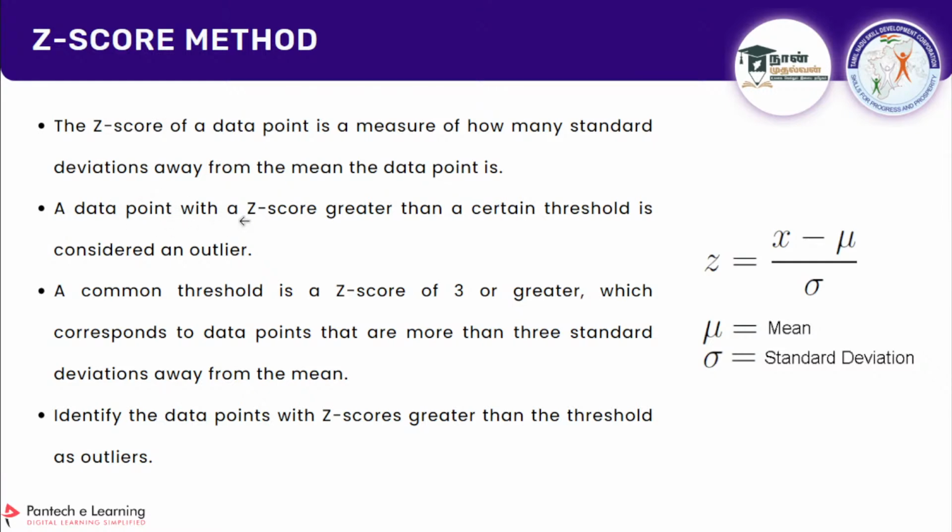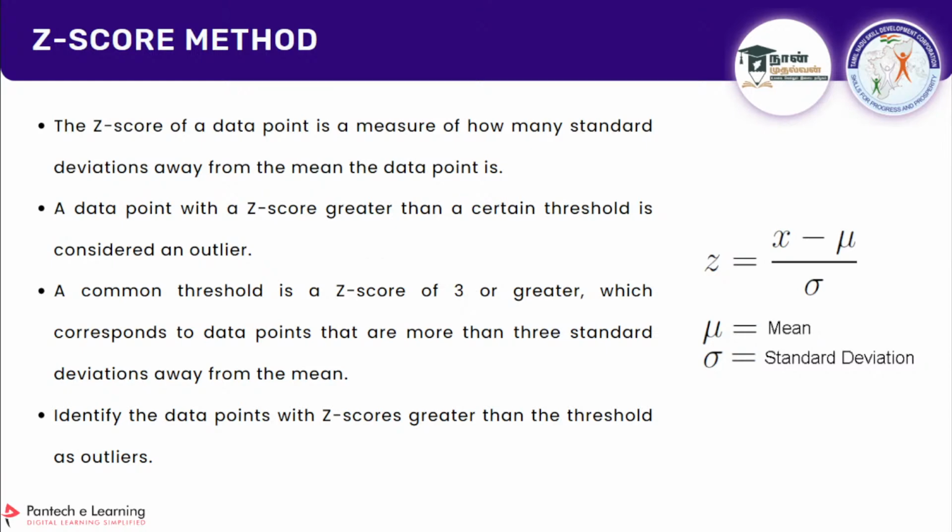A data point with a Z-score greater than a certain threshold is considered an outlier. In this Z-score method, you get a Z value, and if it is greater than 3, that is the threshold value. Some will set it to 2.5, but most commonly they will go with 3.